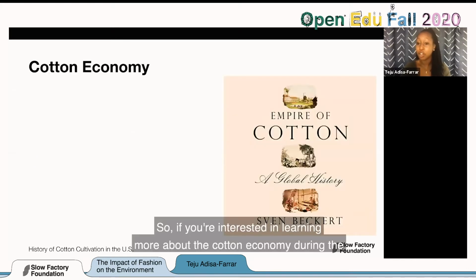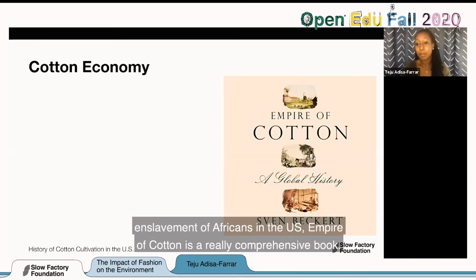So if you're interested in learning more about the cotton economy during the enslavement of Africans in the US, Empire of Cotton is a really comprehensive book.